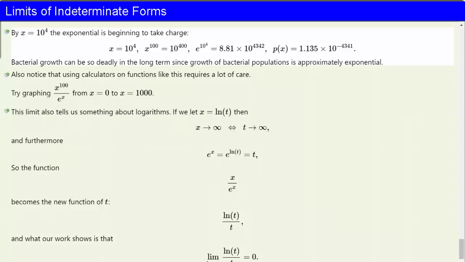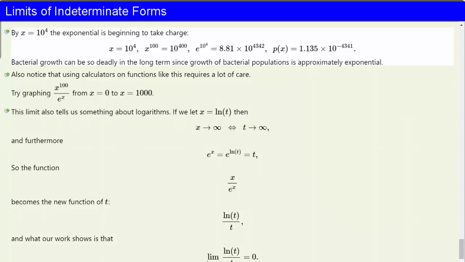For x equal 10 to the 4th, x to the 100th is 10 to the 400th power. e to the power 10 to the 4th is 8.81 times 10 to the power 4,342. And p of x is 1.135 times 10 to the minus 4341. This is the reason that bacterial growth can be so deadly in the long term. The growth of a bacterial population is approximately exponential as long as the supply of nutrients is adequate.